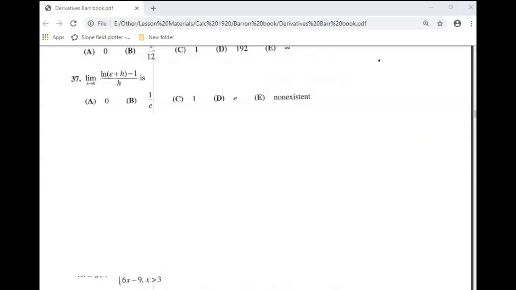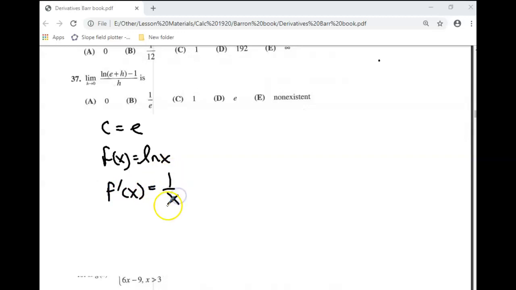All right, so on this particular problem, the number I'm plugging in is e. The function that we're finding the derivative of is ln of x. The derivative of ln of x is 1 over x. And therefore, this thing, which is equal to f prime of e, would be 1 over e.